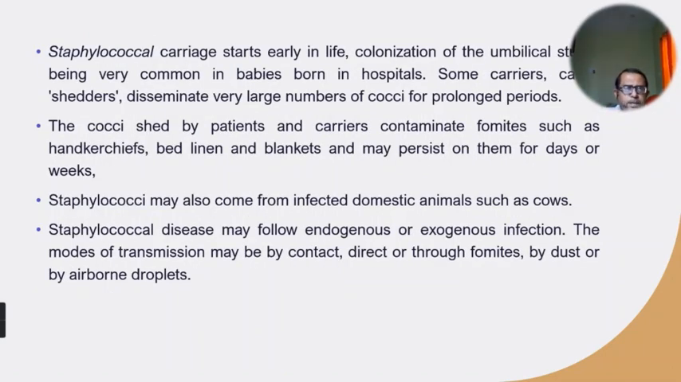Staphylococcal carriage starts early in life. Colonization of the umbilical stump is very common in babies born in hospitals. Some carriers disseminate large quantities of this coccus for a longer period, so they are called shedders.